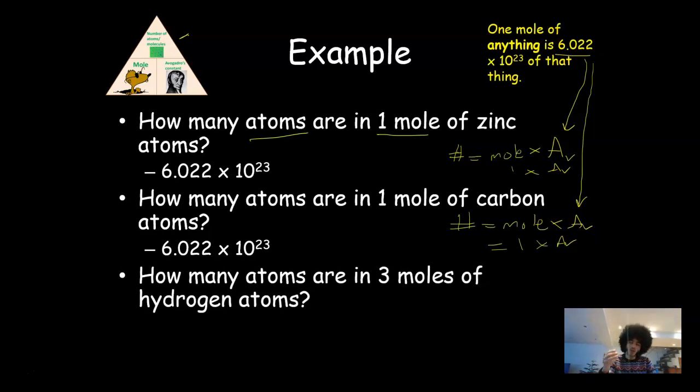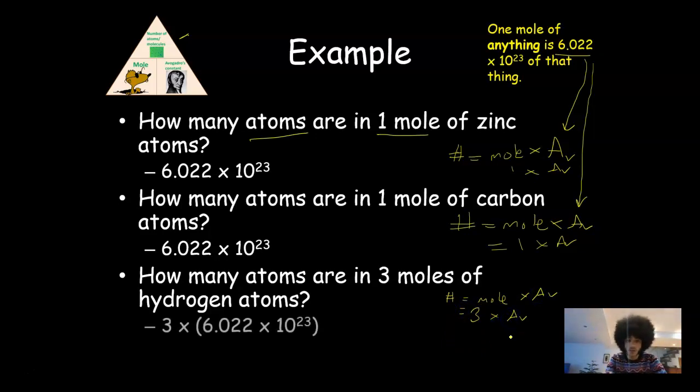Now, if you've got the question of how many atoms are in 3 moles of hydrogen atoms, that's slightly different, okay? Because now I have to use this equation still, which is the number of atoms is the same as mole multiplied by Avogadro. But my mole now is 3. So I need to times Avogadro's constant by 3. So 3 times 6.022 times 10 to the 23, and that gives me 1.81 times 10 to the 24. Okay, so that's some kind of basic calculations.